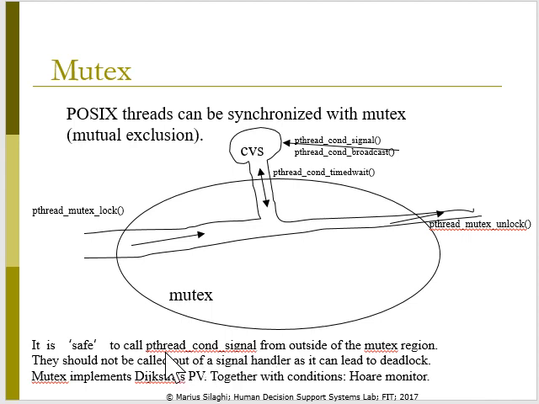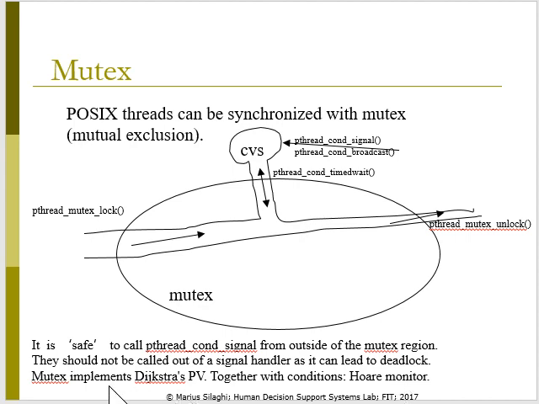It is safe to call the signal function from outside the mutex in C. If a thread is calling signal from inside the mutual exclusion area, that thread will have to first exit the area before other threads can get inside. But nevertheless, signals should not be generated from a signal handler, since this could lead to deadlocks.